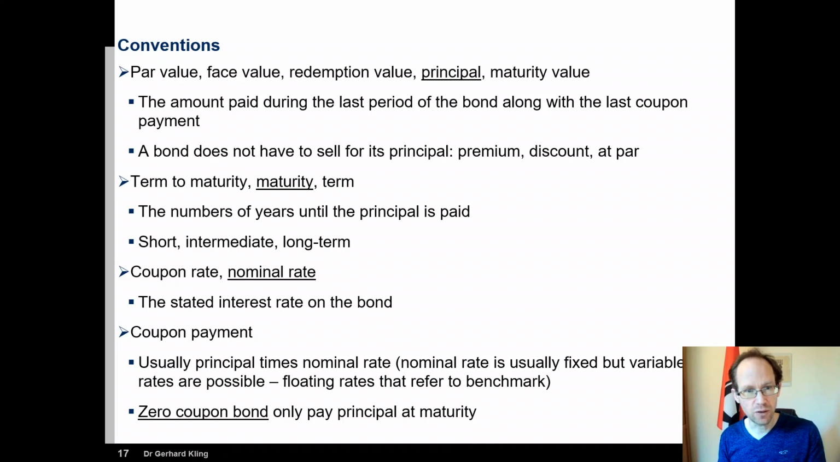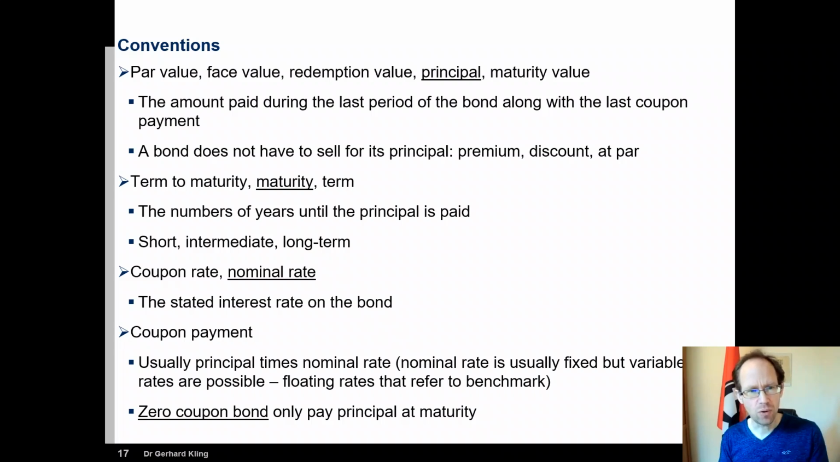Then we have the term to maturity or term, which simply outlines the number of years until the par value is paid. And then, of course, there are different types of short, intermediate, or long-term bonds, and we will talk about this in a bit more detail when we explore the short-term money market.